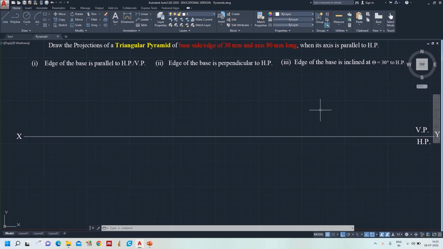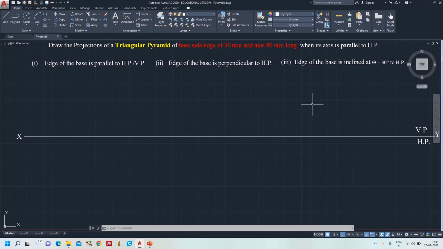Hello everyone. Now in this video you are going to learn how to draw the projections of a triangular pyramid when its side is parallel or perpendicular to certain conditions. So in the previous videos you saw the orthographic projections of prisms, triangular prism, square prism, pentagonal prism, hexagonal prism, when its axis is parallel to vertical plane.